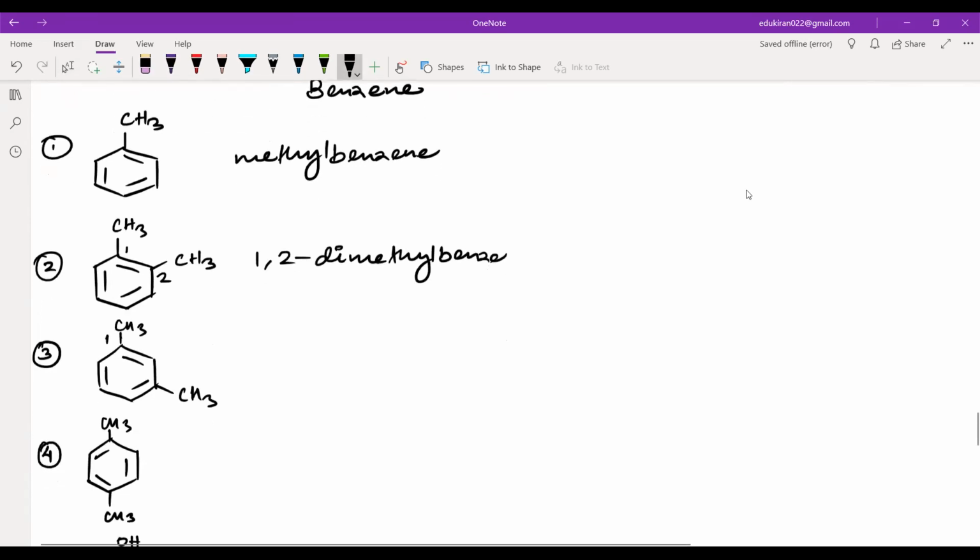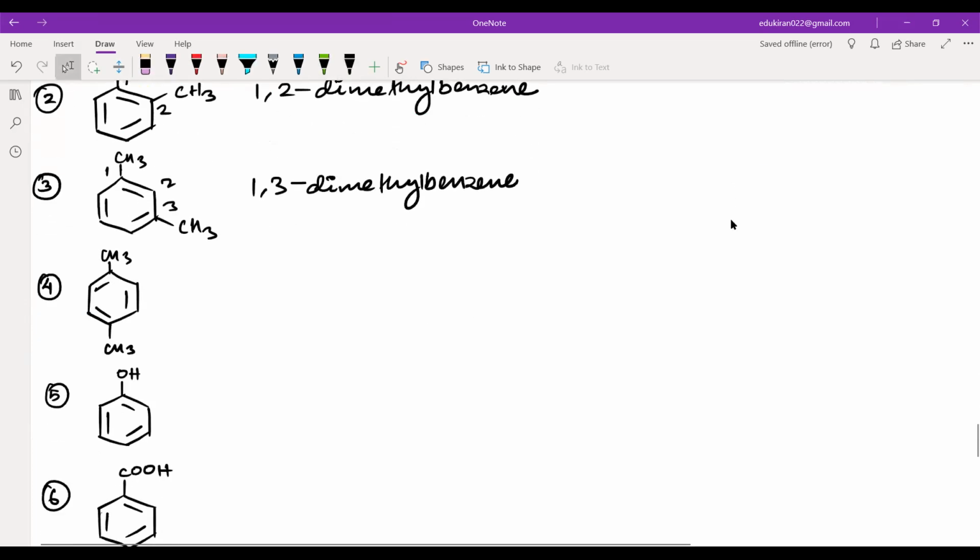What about the third one? It will be 1, 2, and 3. 1,3 dimethyl benzene. Okay, what about this? It will be 1,4, right? 1, 2, 3, and the fourth carbon atom, 1,4 dimethyl benzene.